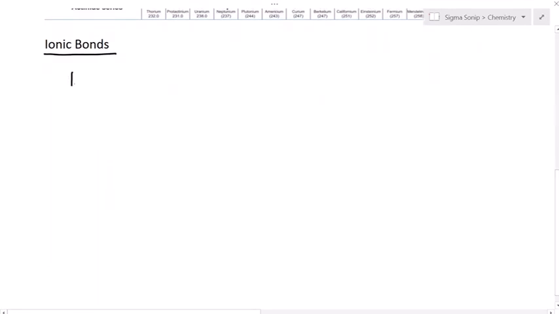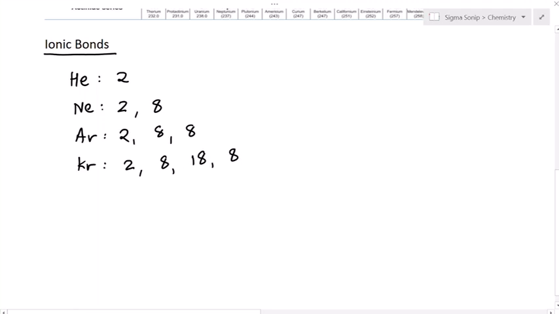So helium we have here, it has only 2 electrons in its first shell. Next one is neon, which is atomic number 10. In the first shell it has 2, in the second shell it has 8 electrons. Next one is argon, atomic number is 18 and electron configuration is 2, 8, 8. Next one is krypton, it is 2, 8, 18 and 8. And let's take one more, it's xenon, the electron configuration is 2, 8, 18, 18 and 8.